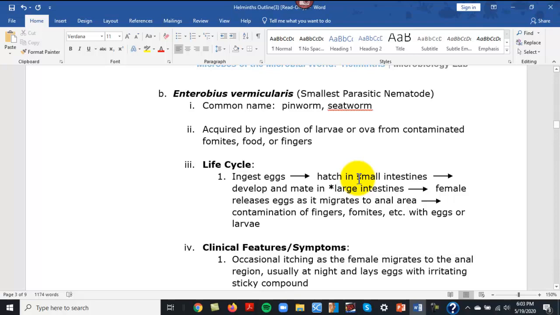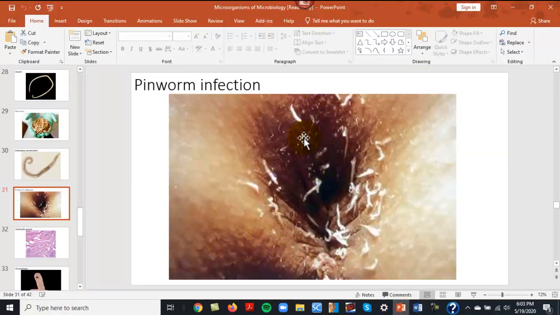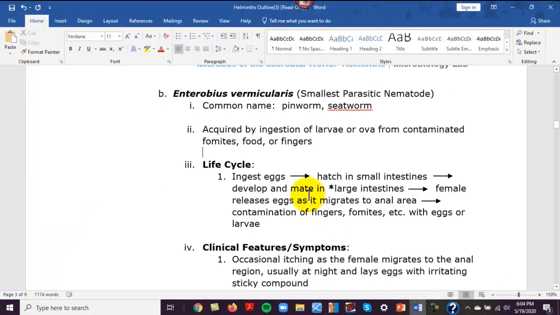What they do is they move out at night and lay eggs around the host anus. That's what that is. This is pretty common in kids because of daycares, and they cause itching. Kids scratch where it itches and they don't always wash their hands. Females release eggs that migrate to the anal area, contaminating fingers, that kind of thing.